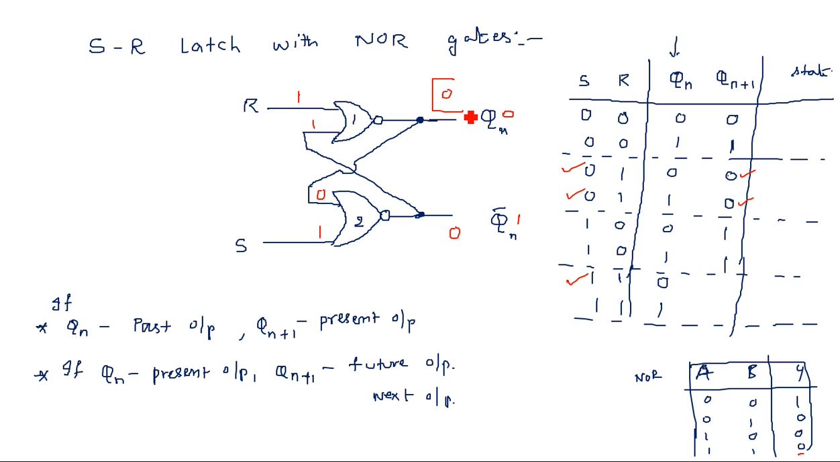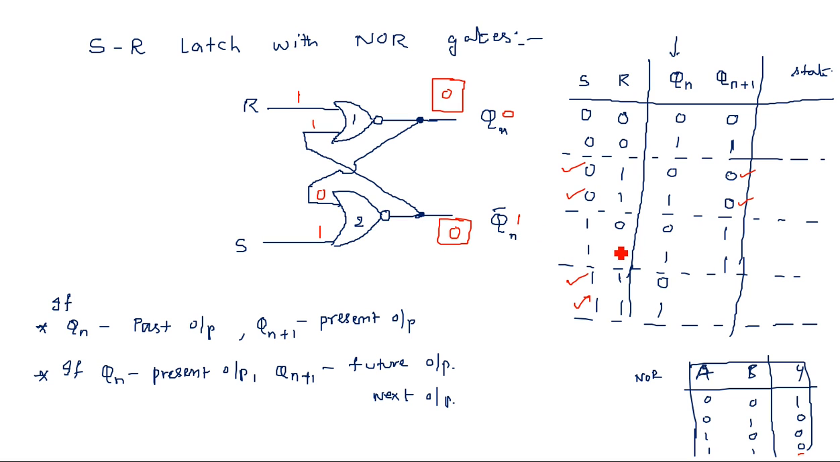See the outputs properly, both are zeros. But actually, one is complement to the other. If it is Qn, the other one should be Qn bar. That is always a required condition. The outputs of a flip-flop or a latch must be complement to each other. If it is 0, it should be 1. If it is 1, it should be 0. But what is the output in our case? It is 0, it is also 0.